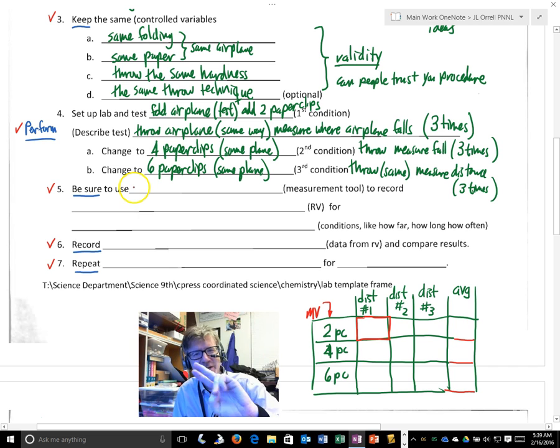We have 3 more steps to go. Gather, label, keep, be sure, perform, record, repeat. We're doing be sure, record, and repeat right now. So we're on the be sure step now. Be sure to use a measuring tape.